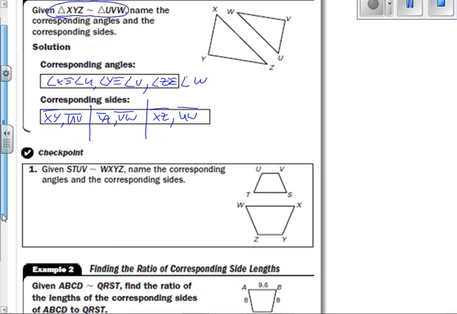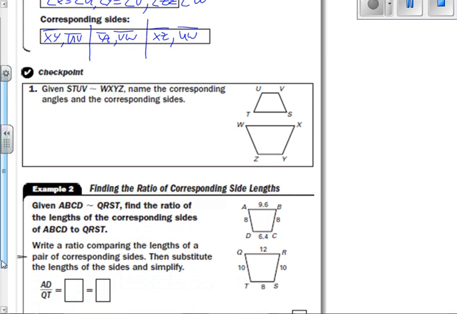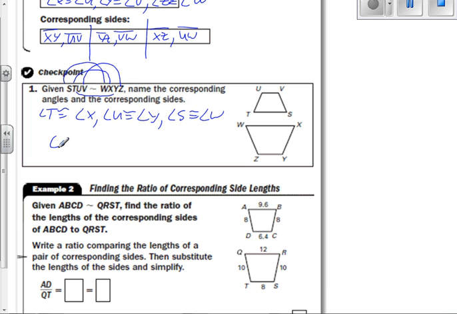Instead of pausing the video, we're just going to run through this checkpoint, number 1, real quick. This should be fairly easy. When we look at corresponding angles, angle T is congruent to angle X, because T and X go together. Angle U is congruent to angle Y. Angle S is congruent to angle W. And the last one would be V and Z. Angle V is congruent to angle Z.